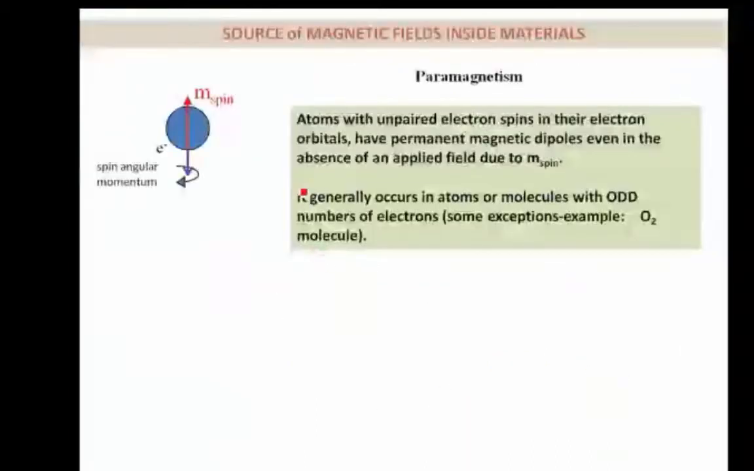If we have the unpaired electron spins in their electron orbitals, these will have a permanent magnetic dipole, even in the absence of an applied field, due to this m spin. Okay, so those are the atoms. In general, this occurs in atoms or molecules with odd numbers of electrons. There are some exceptions, and one of them is the oxygen molecule.